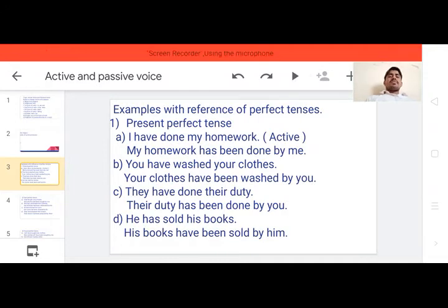See, they have done their duty. So here what is the object? Their duty has been done by them. Sorry, not you but them. Next: he has sold his books. So what is the object here? His books have been sold by him.